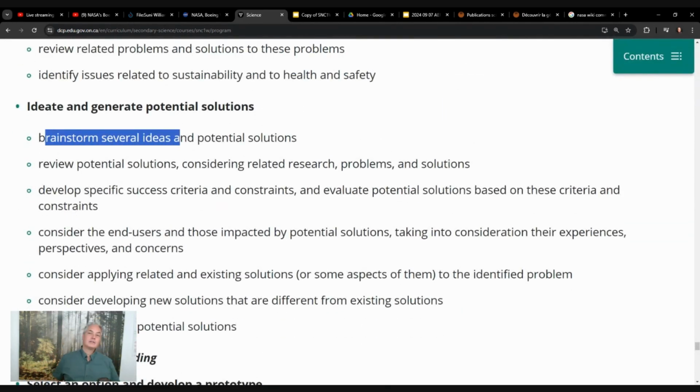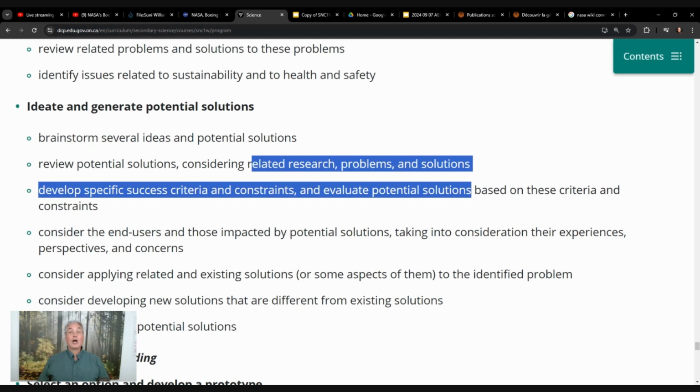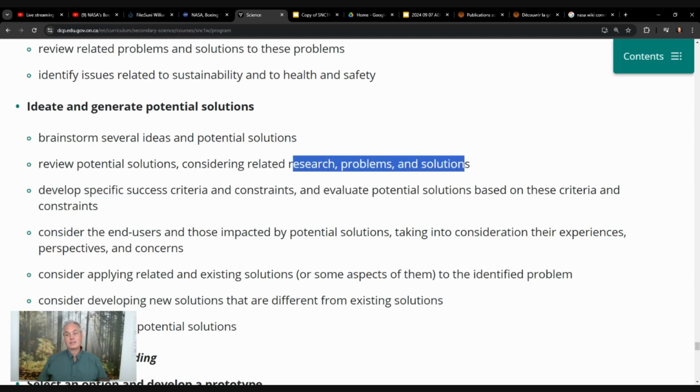So here we need to brainstorm several ideas. Different companies have think tanks. They are looking for as many ideas as possible to solve the problem. The big issue, though, is that you need to do some research. You need to look, have there been other problems like this in the past? Has there been a solution proposed? That's something to look into.